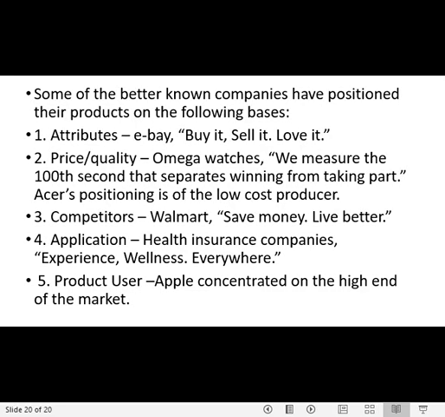Now, some of the best ways that different companies take to position a product is based on the attributes, based on the quality. For example, if you see eBay, it tells buy it, sell it, and love it. If you see the McDonald's advertisement, it gives you a tagline. Yes, so it tells the attributes. If you see the quantity, like for example what I have told about the watches, here you can see how Omega watches is positioning its product.